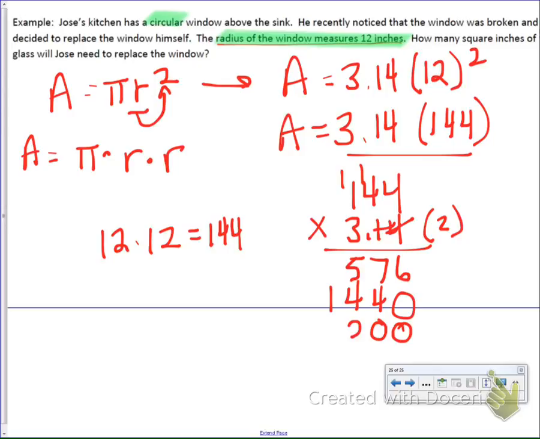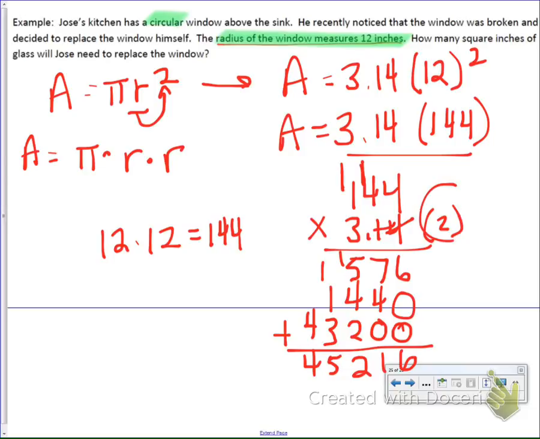Then 3 times 4 is 12. Plus 1 is 3 times 4 is 12 again, plus 1 is 13. 3 times 1 is 3, plus 1 is 4. Now we're adding it all up together. 6, 7 and 4 is 11. 5 and 4 is 9, plus 1 is 10, plus 2 is 12. 3 plus 1 is 5, and 4.